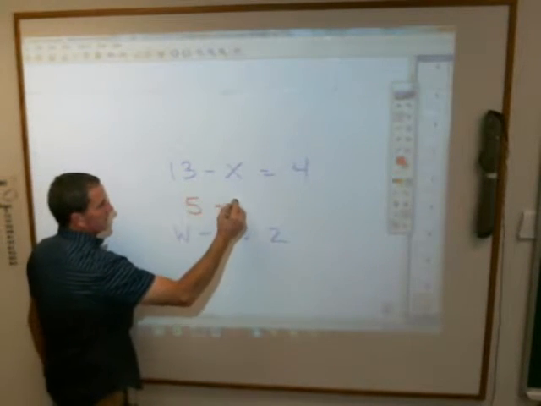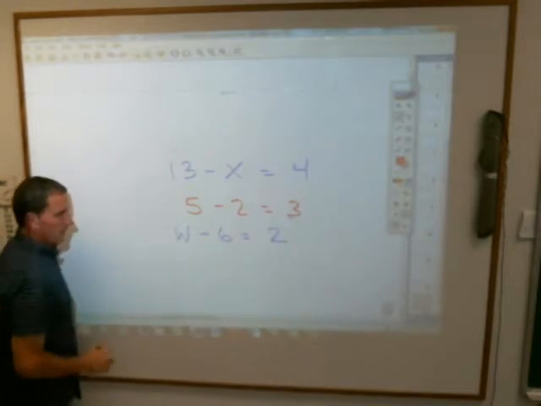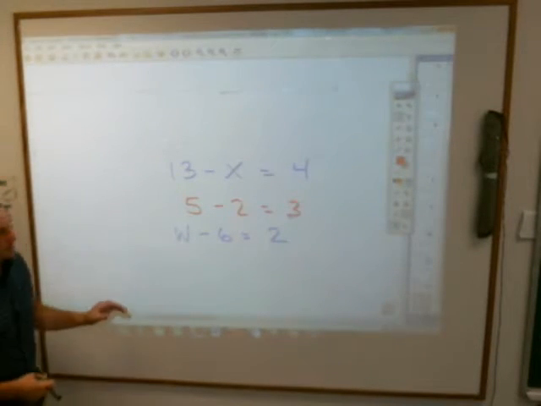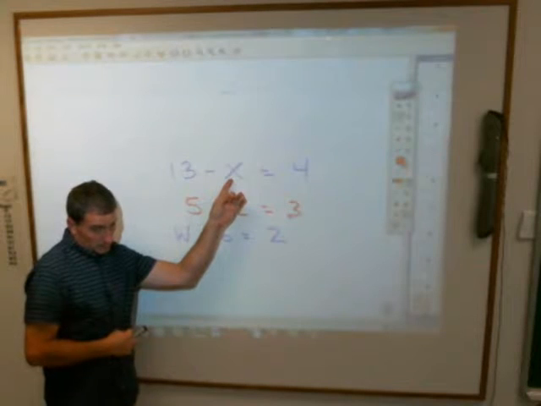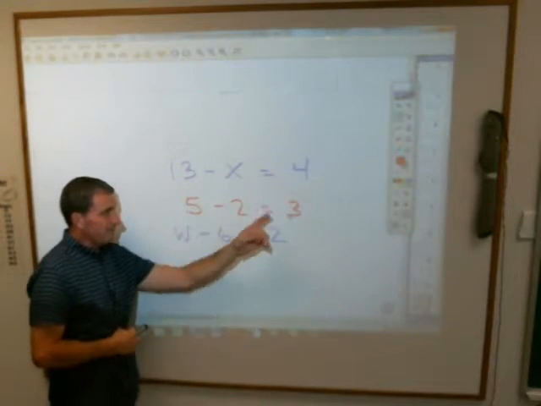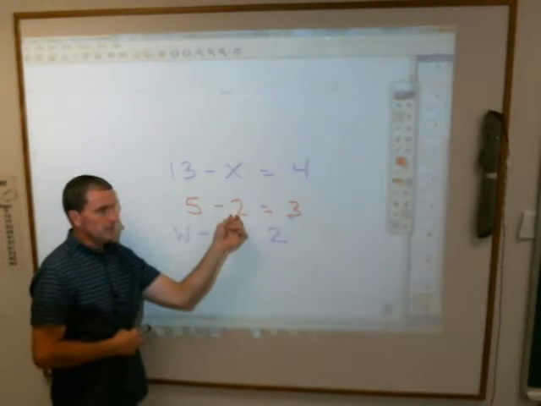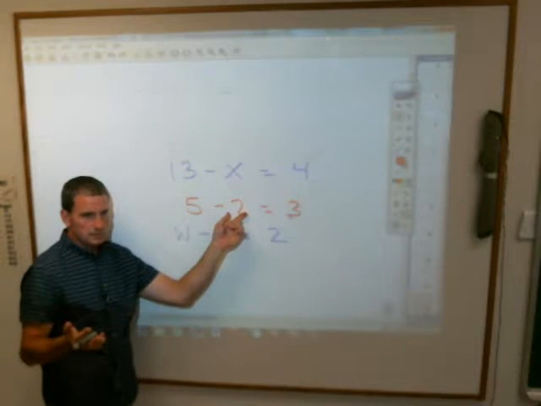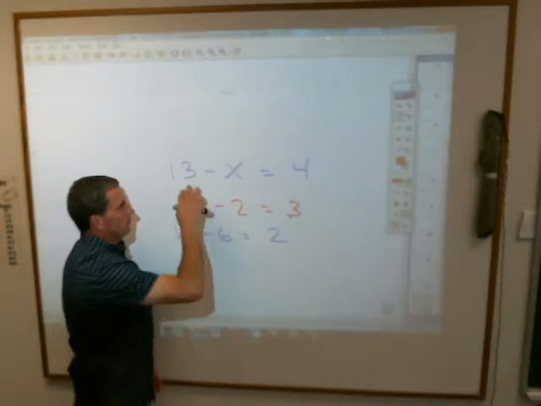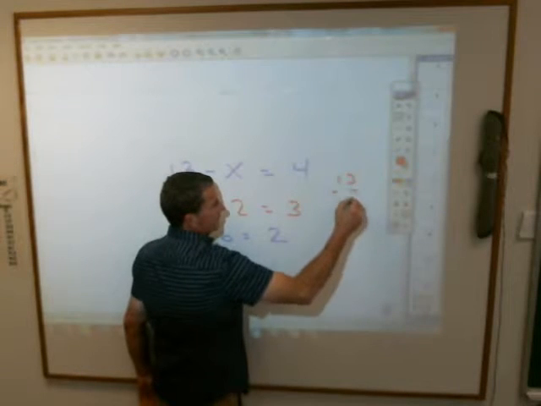Let's do that. 5 minus 2 is 3. Okay, let's start with the top one. If I'm missing the middle, and I have 5 and 3, what do I do with 5 and 3 to get 2? I subtract, right? So 13 minus 4 is going to give me 9.